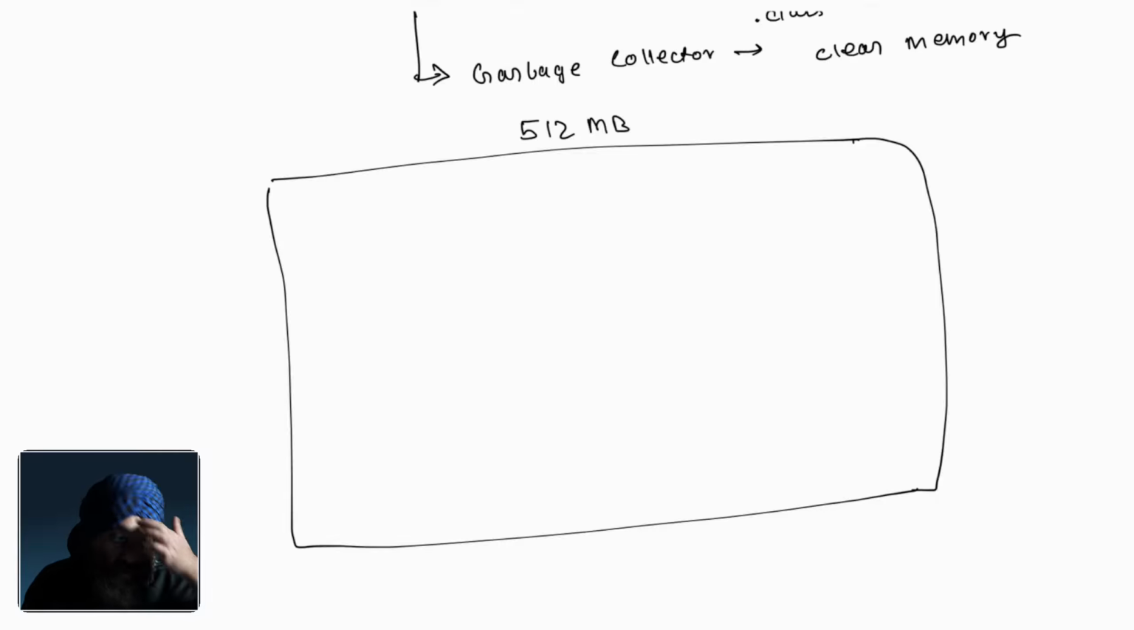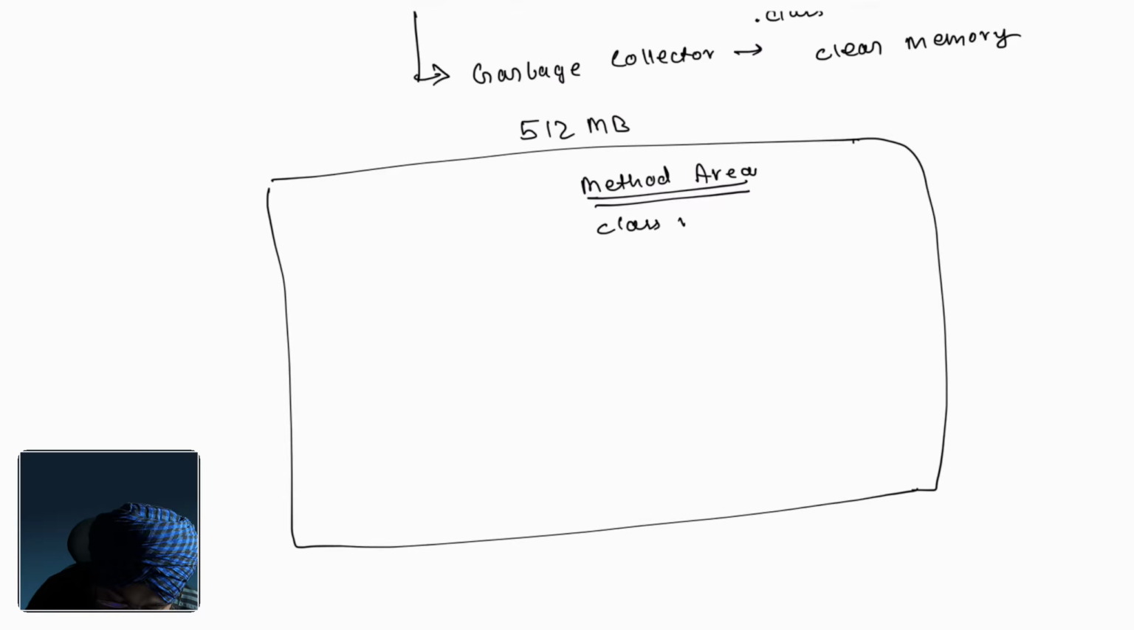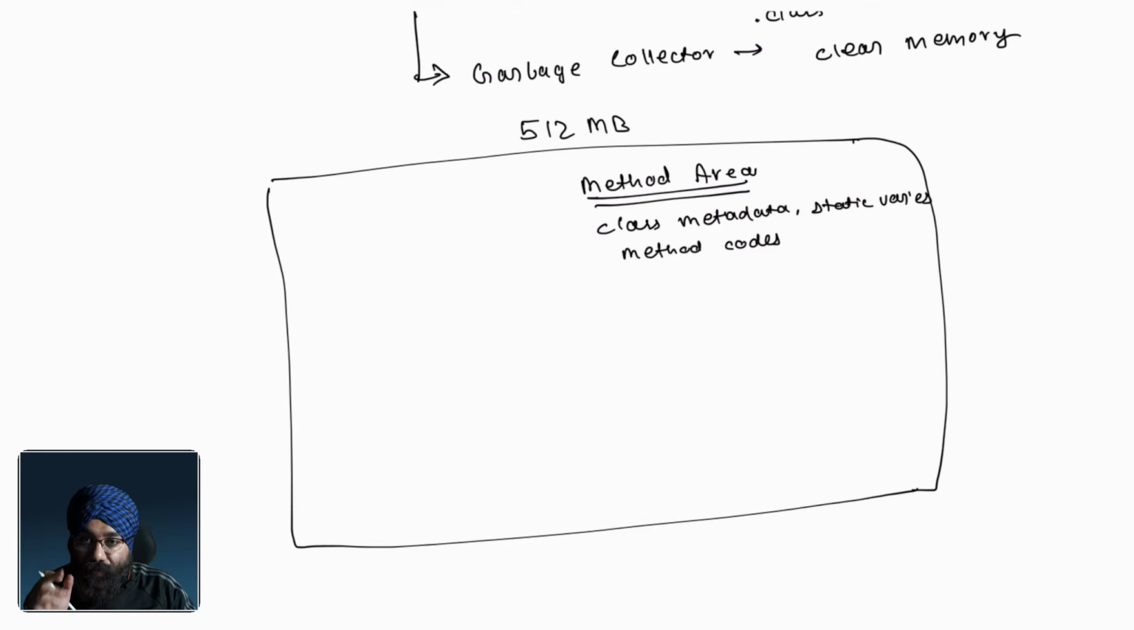Okay, so it has many things inside this. The first is the method area. This method area stores your class metadata, so some data about your class, static variables, we learned about static variables, if you have forgotten, please refer to the previous chapter. Okay, and your method codes. Now this is a less significant part of the memory.